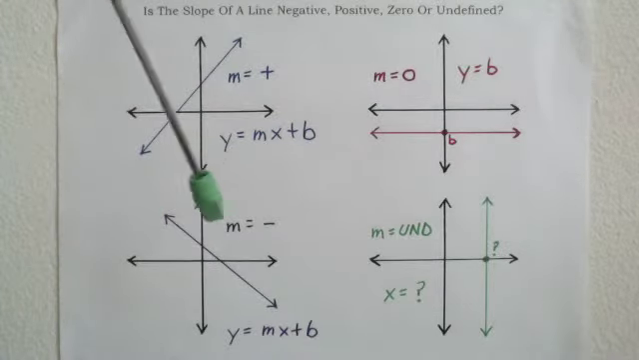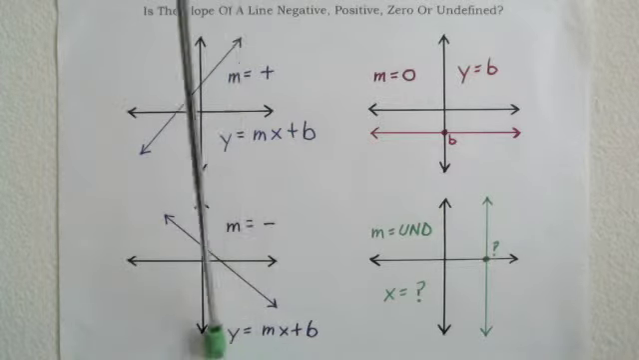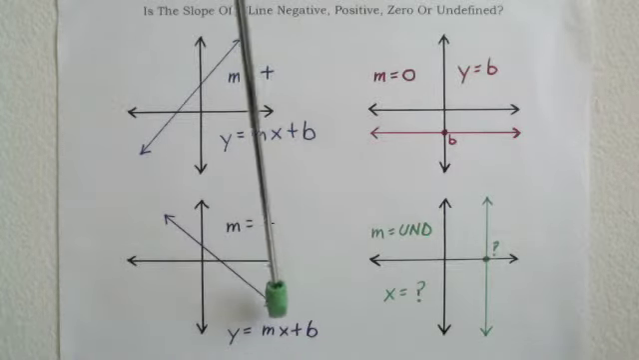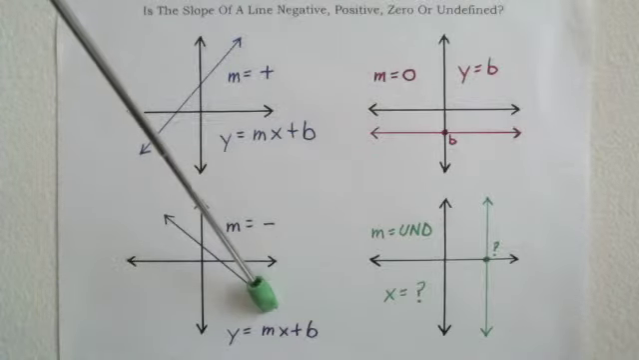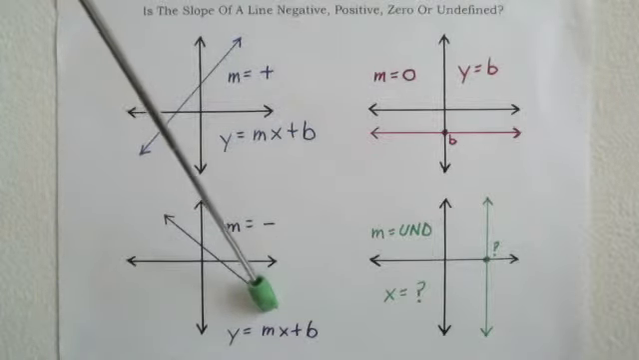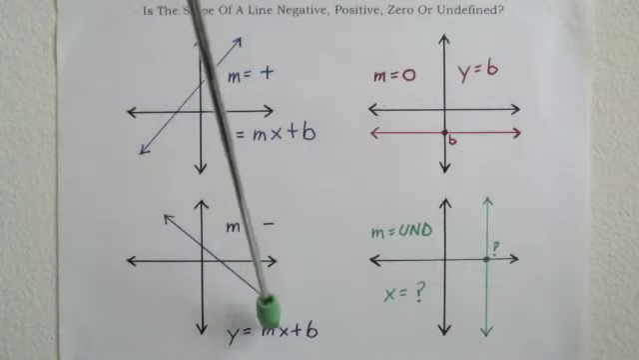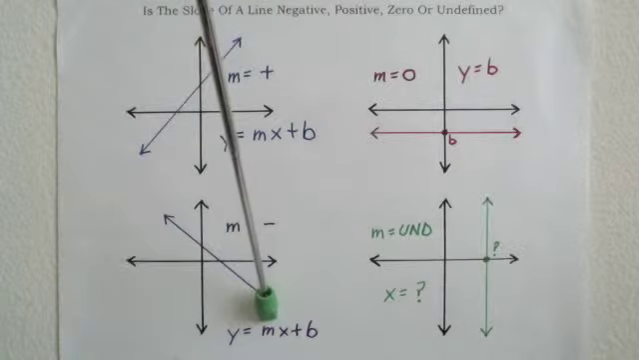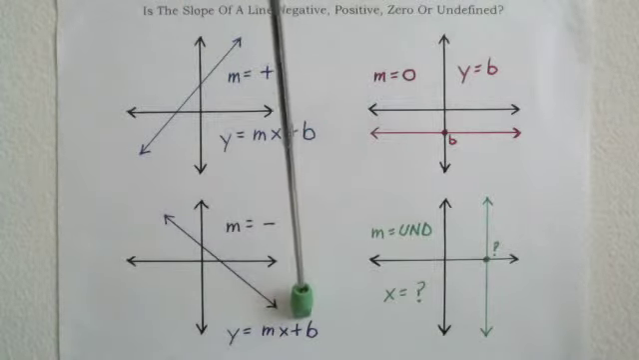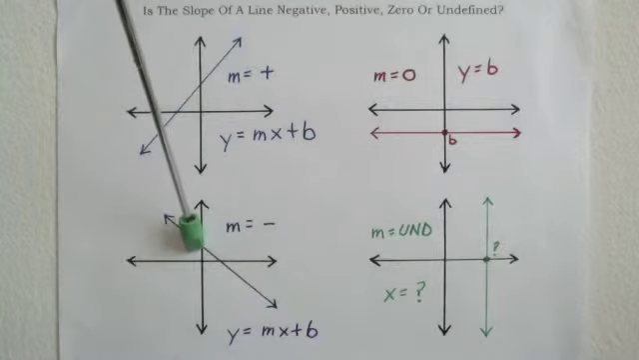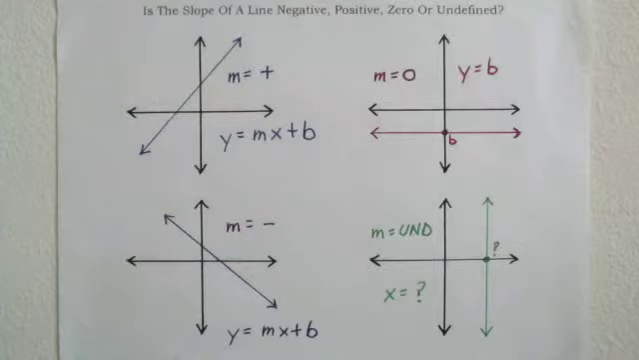On this graph, we have y equals mx plus b. That's the standard equation for a line. The graph of this line moves downhill as you move from left to right. So this line has a negative slope. This m is going to be a negative number. This b is going to be the location on the y-axis where the line crosses, right here.